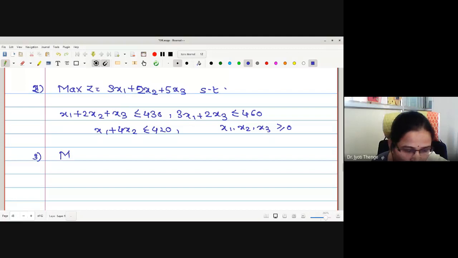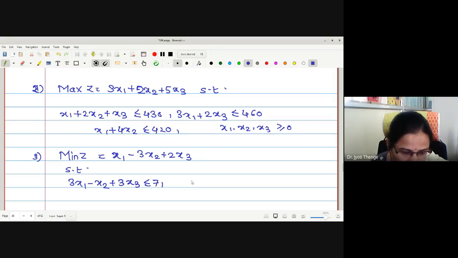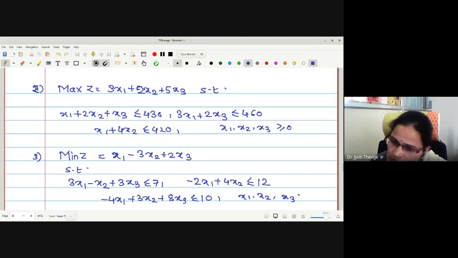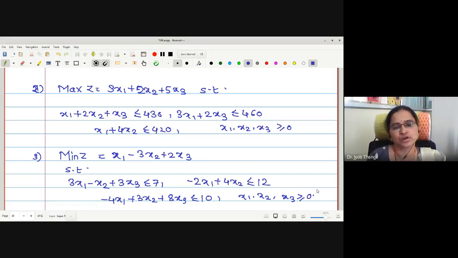Let me write one more problem. Minimize z is x1 minus 3x2 plus 2x3 subject to the constraints 3x1 minus x2 plus 3x3 less than or equal to 7, minus 2x1 plus 4x2 less than or equal to 12, minus 4x1 plus 3x2 plus 8x3 less than or equal to 10, x1, x2, x3 greater than or equal to 0. Okay, try solving these two examples.